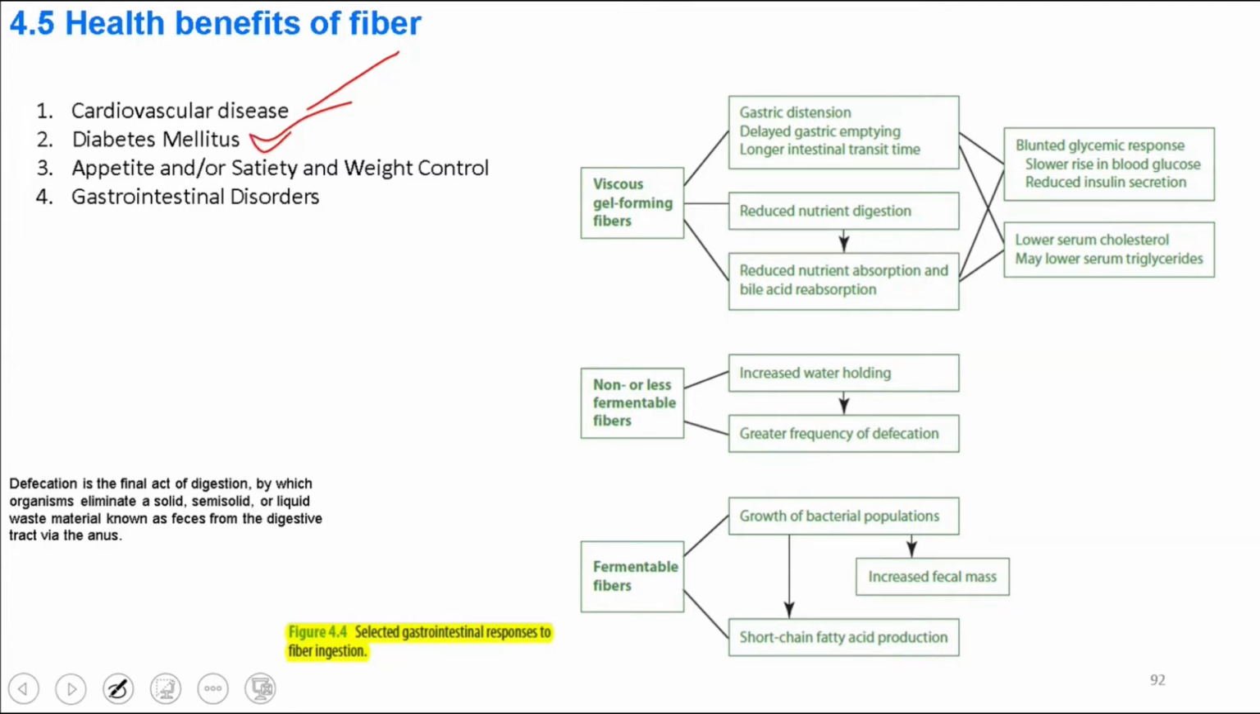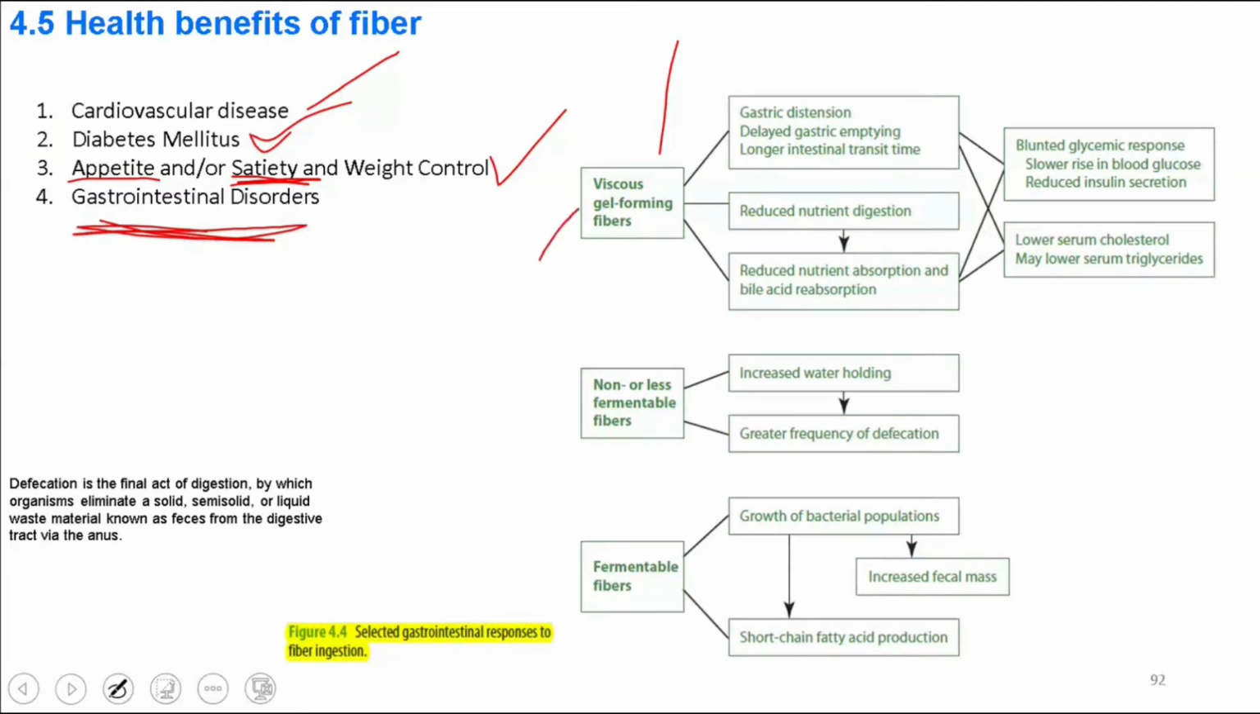And the appetite and satiety and the weight control is also regulated by the fiber. We feel satisfaction if the proper amount of fiber is present in our food. We don't feel much appetite if the fiber is present. If the fiber is not present, we will be hungry and we will be eating more and more, and ultimately we will become obese. And some of the GI tract disorders are also solved by the fibers. So we are here somewhere in this table now, in this layout picture actually.